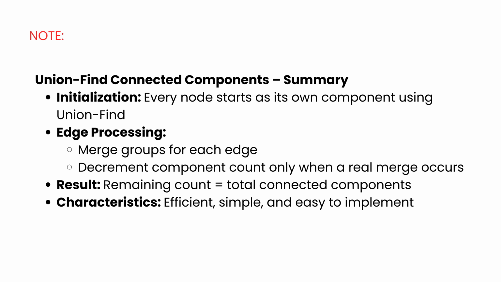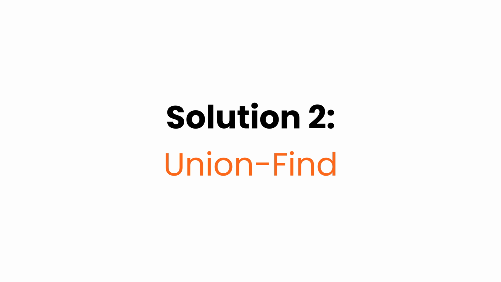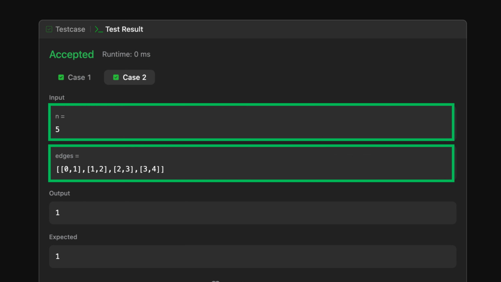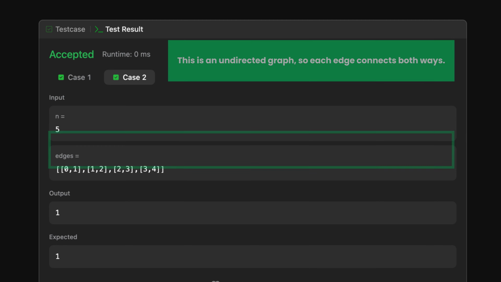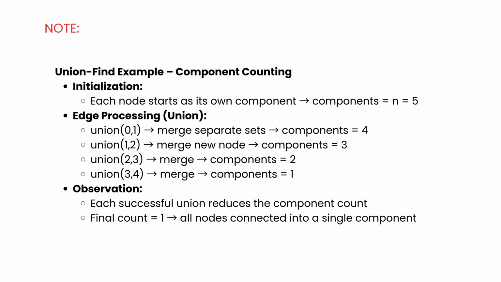Efficient, simple, and elegant. Let's test our function with n equals 5 nodes, 0 through 4, and these edges: 0,1; 1,2; 2,3; 3,4. This is an undirected graph, so each edge connects both ways. Our solution uses Union-Find. We start by assuming every node is its own component, so components equals n equals 5. Then we process each edge and union the two endpoints.